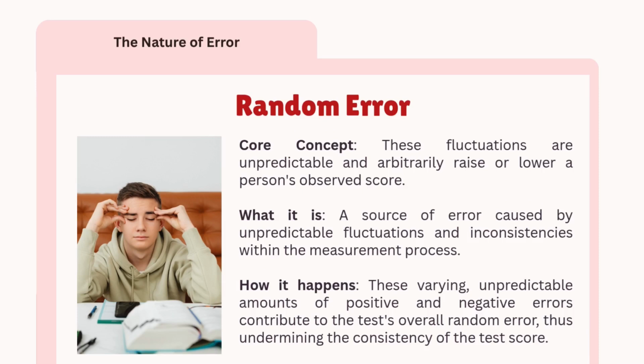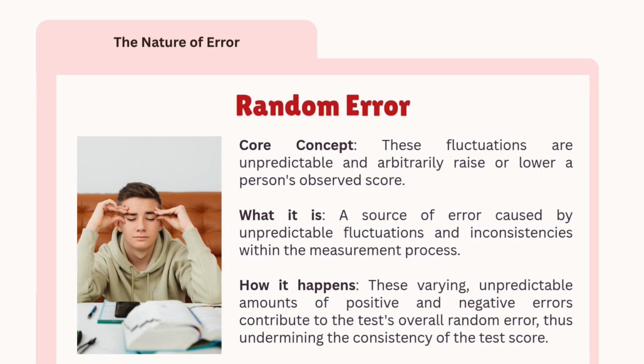Now let's go over a positive error example. Let's say later in the test, they come across a very difficult vocabulary question. They make a totally uninformed, lucky guess and just happen to get it right. And so this one lucky guess creates a temporary positive error in their score. Now, because the student's observed score is a mix of these unpredictable, varying amounts of positive and negative errors, the resulting score is inconsistent and unreliable.